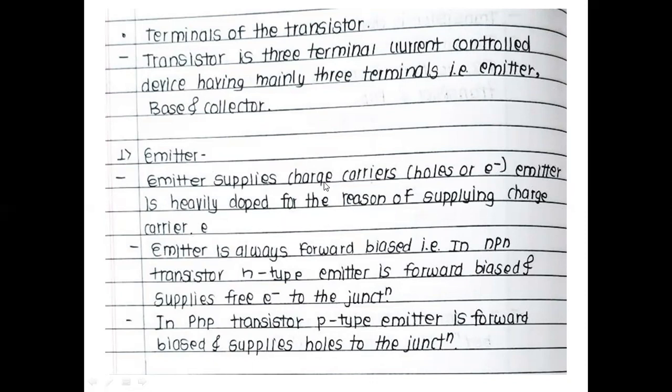Since it supplies charge, the doping should be heavy. The holes and electrons availability in that semiconductor should be more, then only it can supply the charge. For that reason, the name indicates emitter. Emitter means it emits the charge carriers, that is, holes or electrons. So for that reason, this emitter is heavily doped for the supplying of charge carriers. One thing you have to remember, this emitter is always forward biased.